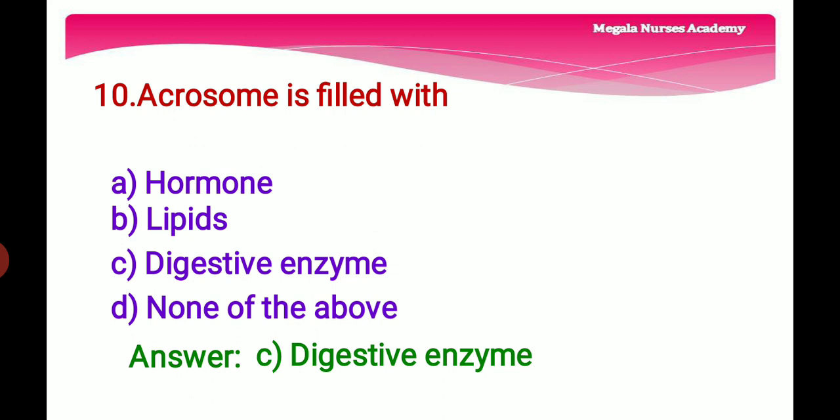Tenth question. Acrosome is filled with. Option A, hormone. Option B, lipids. Option C, digestive enzyme. Option D, none of the above. The right answer is option C, digestive enzyme. Because acrosome contains hyaluronidase and acrosin enzyme. These enzymes break down the outer membrane of the ovum called zona pellucida, allowing the haploid nucleus in the sperm cells to join with the haploid nucleus in the ovum. So the right answer is option C, digestive enzyme.